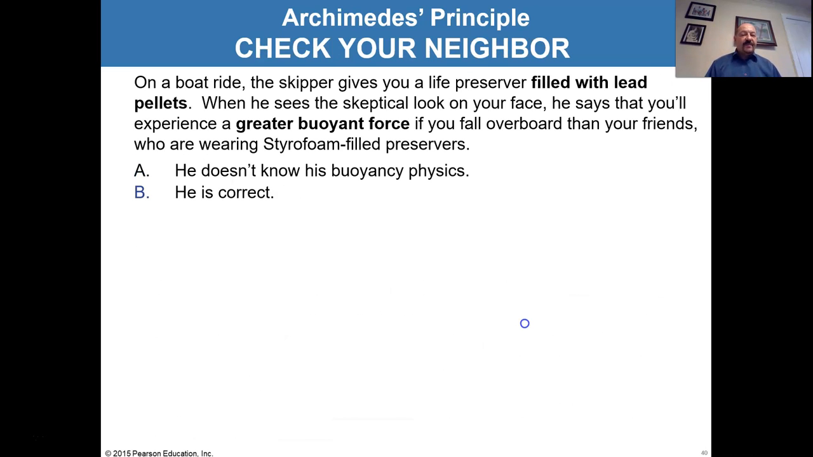All right. On a boat ride, the skipper gives you a life preserver filled with lead pellets. When he sees the skeptical look on your face, he says that you'll experience a greater buoyant force if you fall overboard than your friends would, who are wearing styrofoam-filled preservers. A, he doesn't know his buoyancy physics. B, he is correct. Well, oddly enough, he is correct.